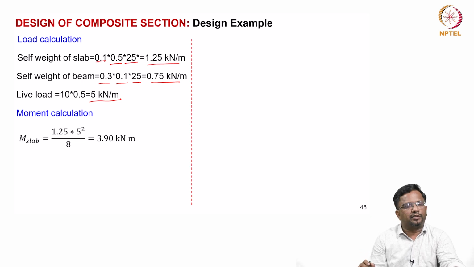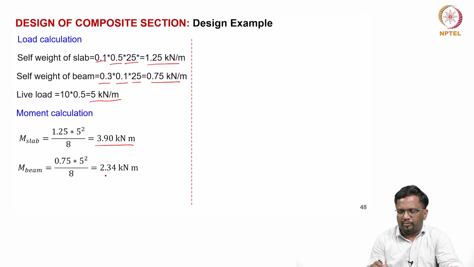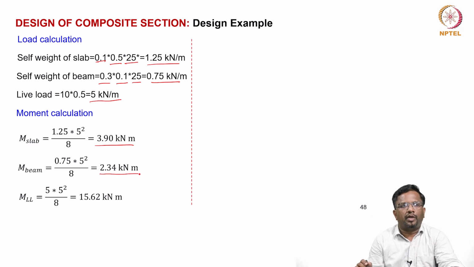Then moment calculations are WL square by 8 because they are simply supported. So 1.25 into 5 square by 8 will give me 3.9, and the beam moment is 2.34, and the live load moment is 15.62 kilonewton meter.